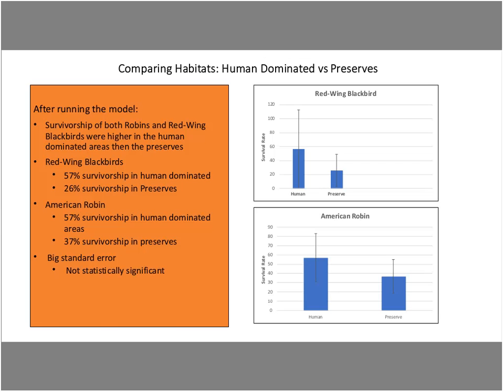After running the model, survivorship of both red-winged blackbirds and American robin were higher in human-dominated areas than in the preserves. So red-winged blackbirds, 57% survivorship in human-dominated areas, and 26% survivorship in preserves. And for the American robin, we also saw 57% survivorship in human-dominated areas, and 37% survivorship in preserves. However, we have a very large standard error here, which makes this not statistically significant.